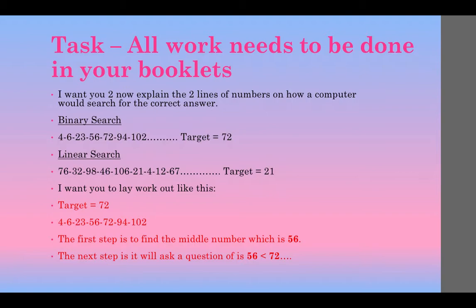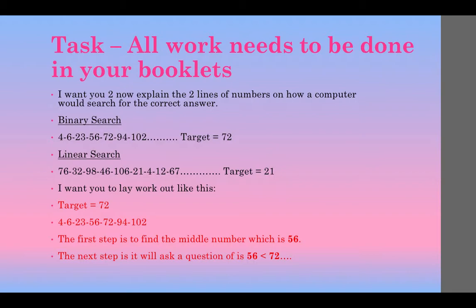Now, what I would like you to do is explain this step by step in terms of binary. So this line of numbers here with the target of 72. And I would like you to explain this line in terms of linear search, okay, the target of 21. Now, what you need to do is explain it as a step-by-step algorithm, okay? So these are your questions that you will do.